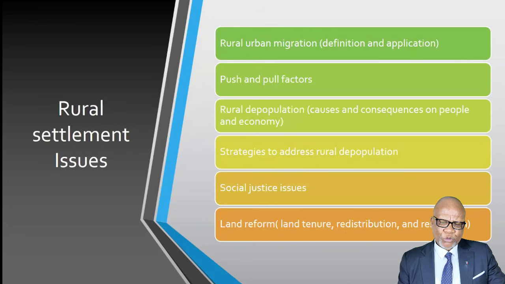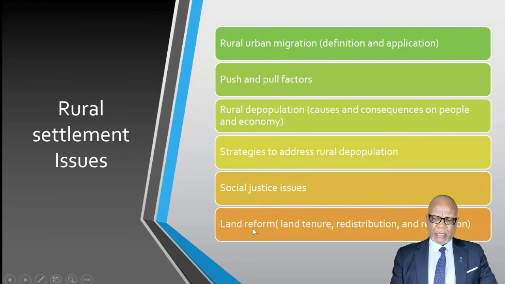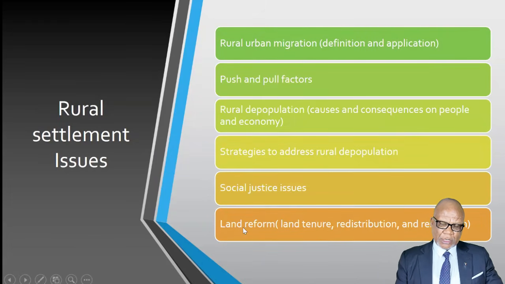Then we're going to look at rural urban migration. You must be able to define rural urban migration. You must be able to state whether it is a push factor or a pull factor. We must be able to explain the causes and the consequences of rural urban migration, which result in rural depopulation. So what is rural depopulation? Strategies to address rural depopulation, social justice issues.